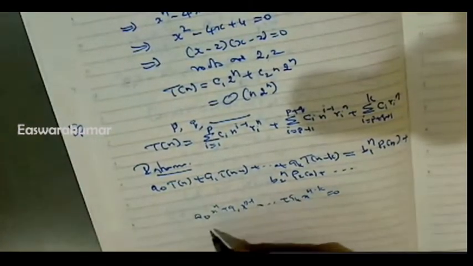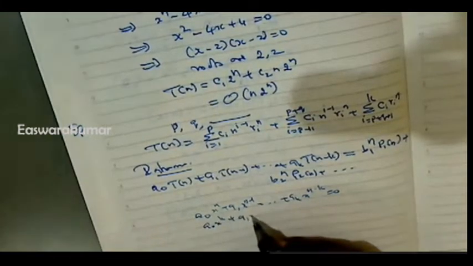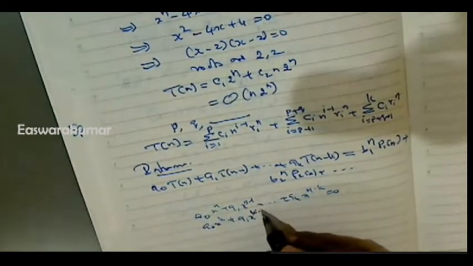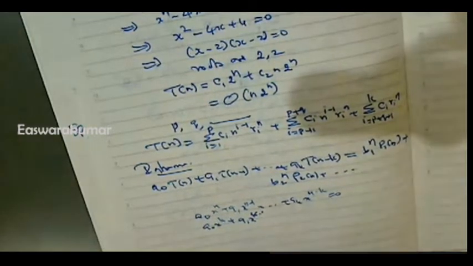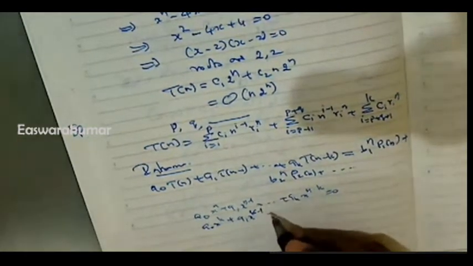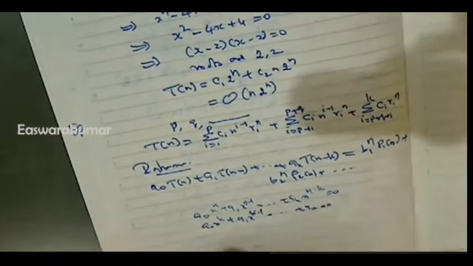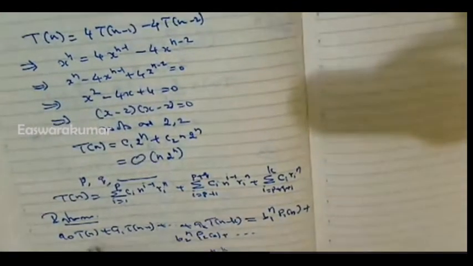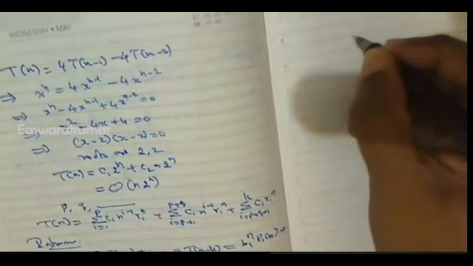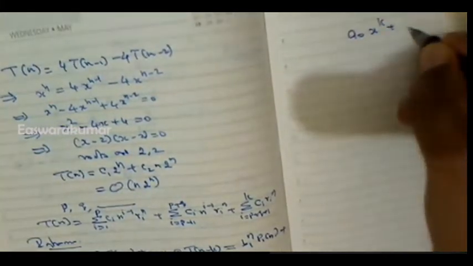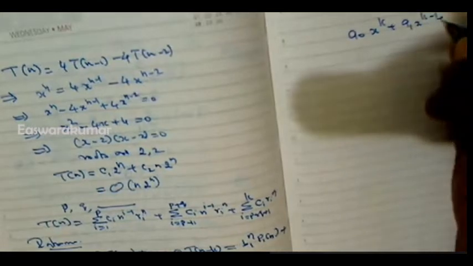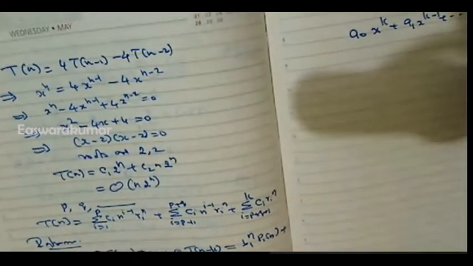If you remove the common terms, what do you get? a0 x power k plus a1 x power k minus 1 plus etc. plus ak, that is equal to 0. So the degree of the polynomial is k and k roots come. So the set of homogeneous equations includes one corresponding to the left hand side, that is a0 x power k plus a1 x power k minus 1 plus etc. plus ak equal to 0.